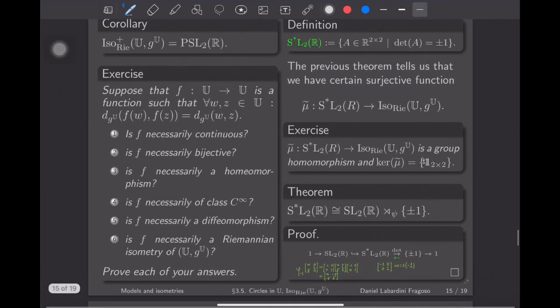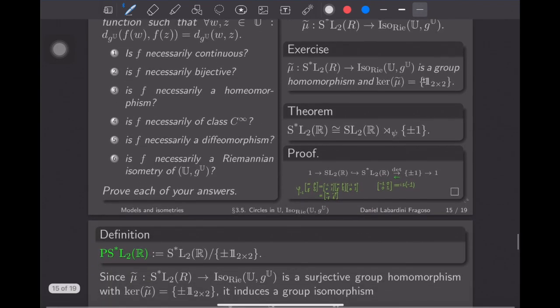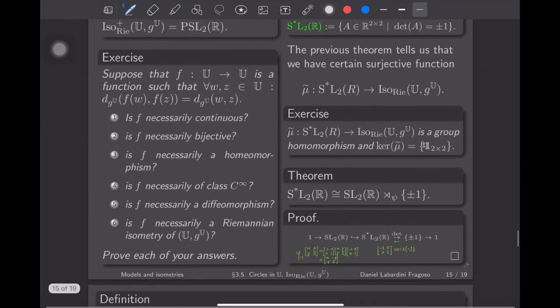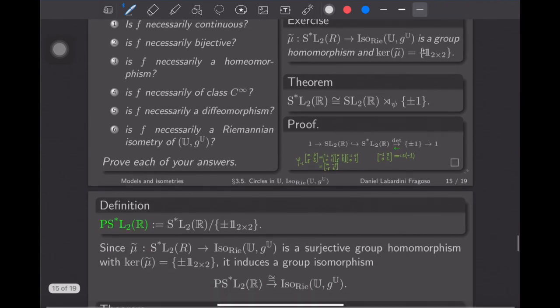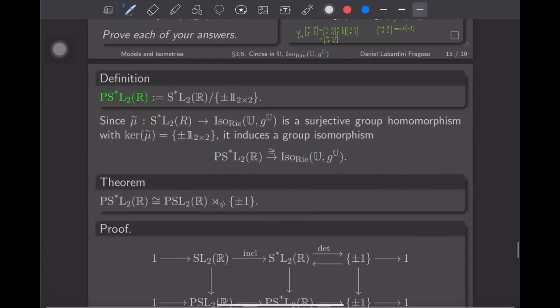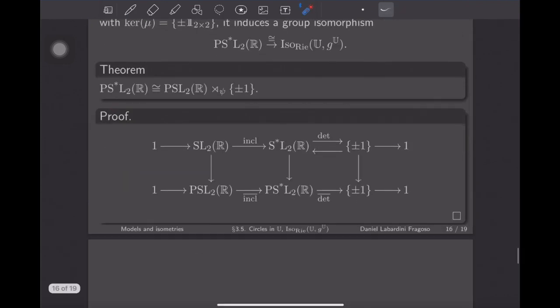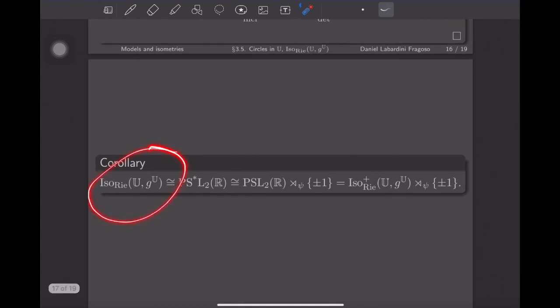Okay, and I think I'm going to stop there because I ran out of time, but I was almost finished. So next time I just finish with the whole computation of the isometry group. Okay, so I'll see you on Monday.